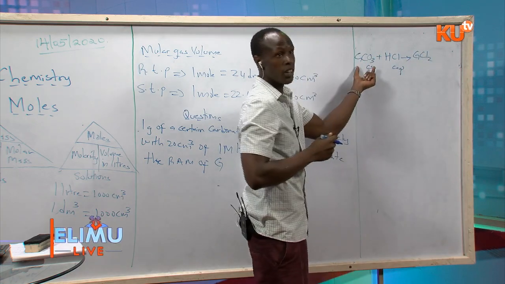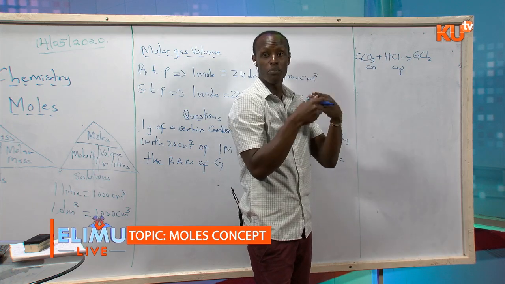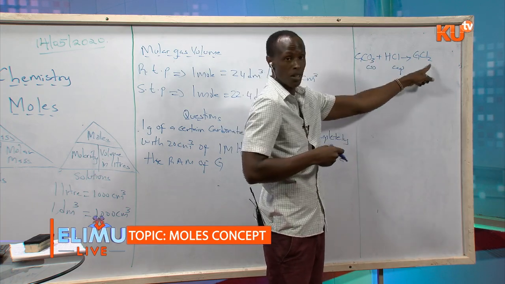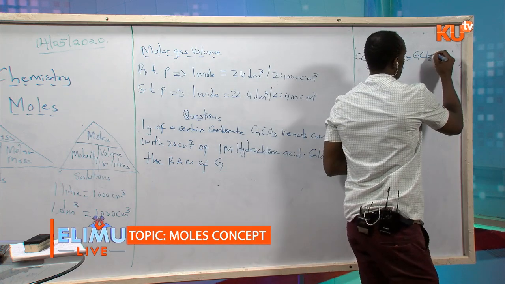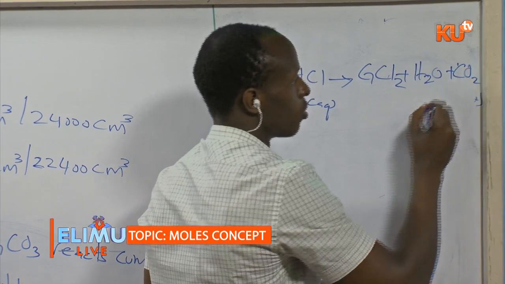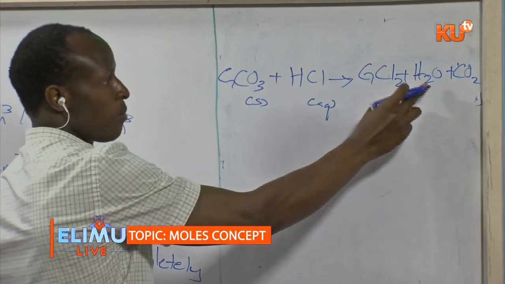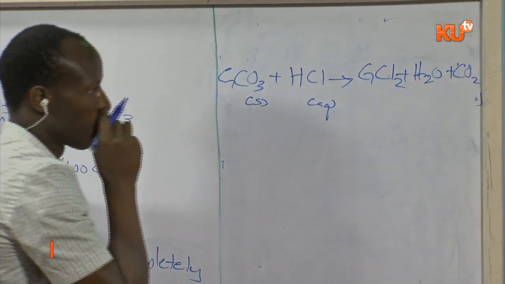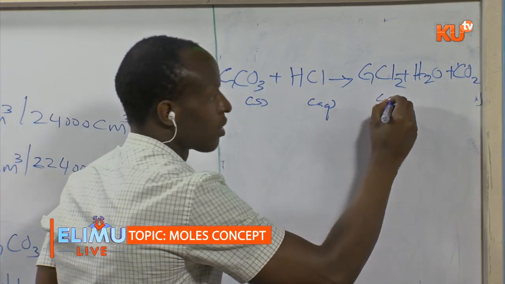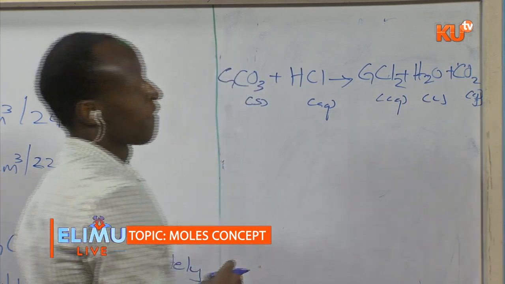From this formula, it tells you the valency of G is 2, because there is no number which has been put. So the valency of G is 2. That's why the formula becomes GCl2 plus H2O plus CO2: G chloride plus water plus carbon dioxide. G chloride is aqueous, water is liquid, carbon dioxide is gas.